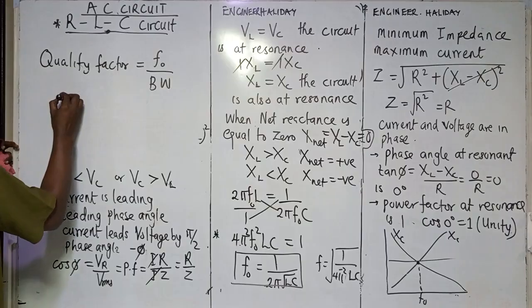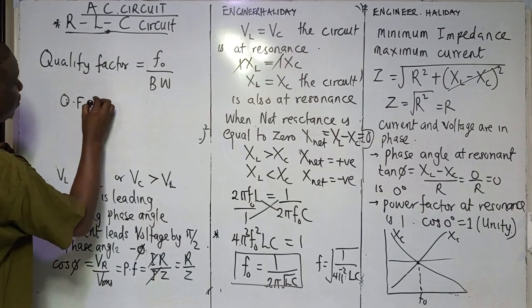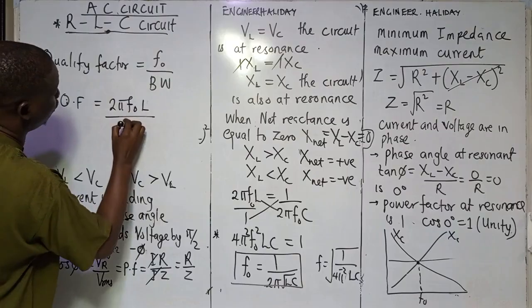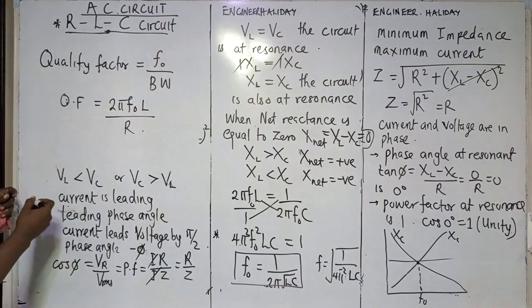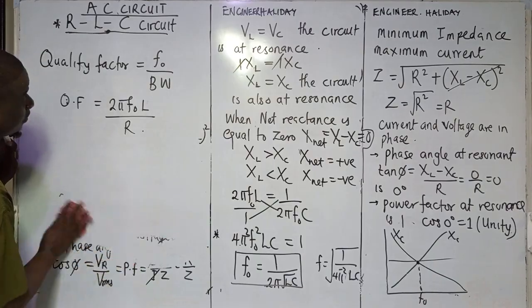Don't forget that quality factor, QF, is equal to 2 pi F naught L over R. That is the formula for quality factor, in case they ask you.